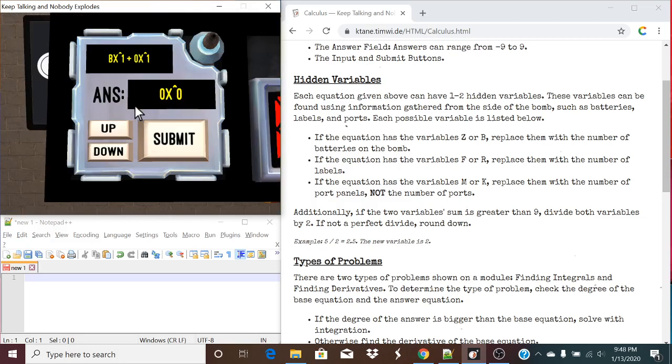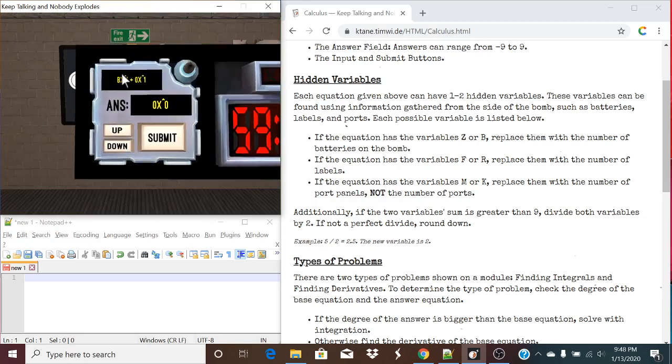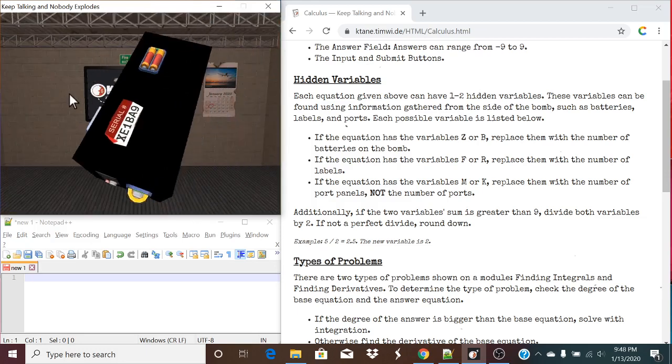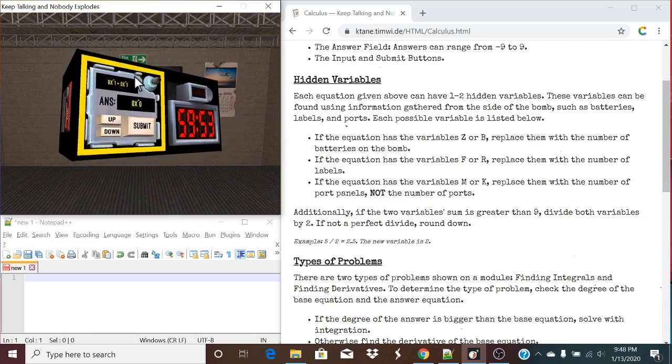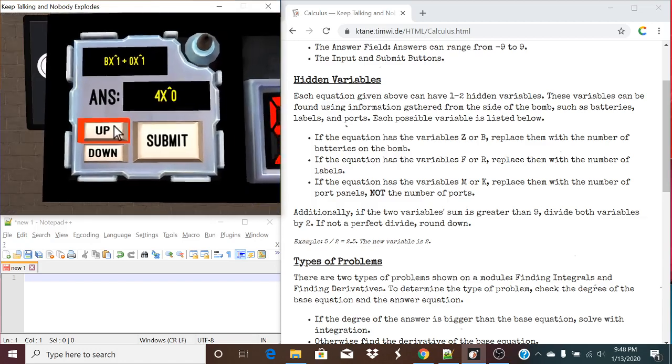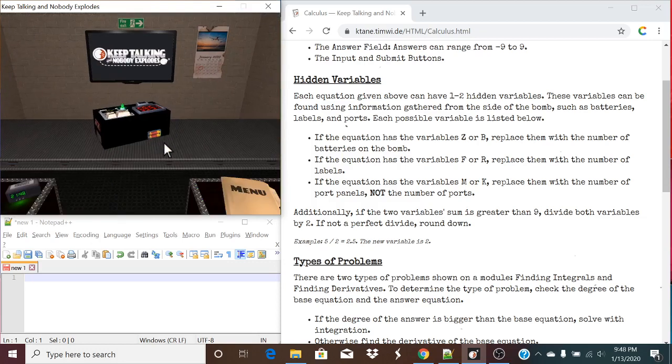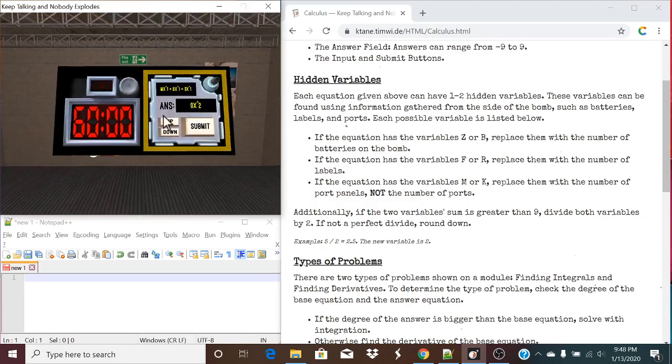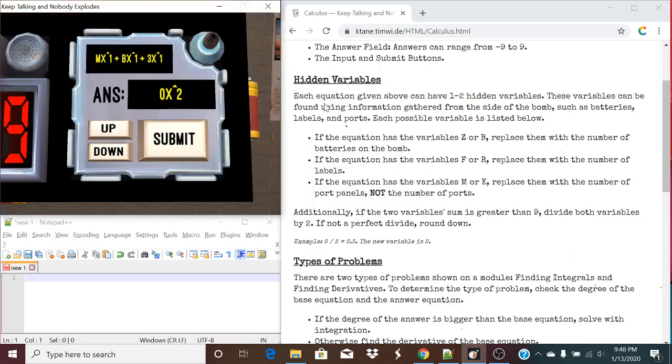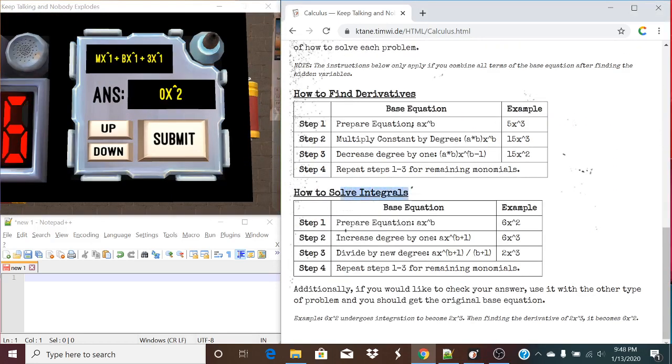Oh, come on. E of x is the number of batteries in the bomb. 1, 2, 3, 4, 5. 5. Come on. Give me one, please. Here we go. Alright, so now we're going to be working with integrals in this case. And I'm so sorry it took so long and we got derivatives. I've never seen that happen so many times.